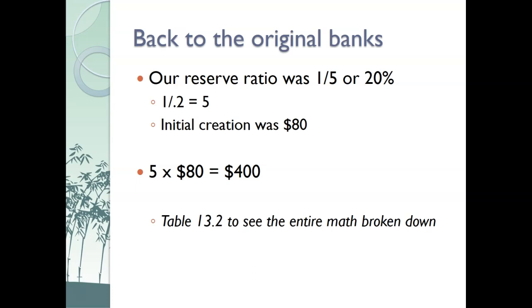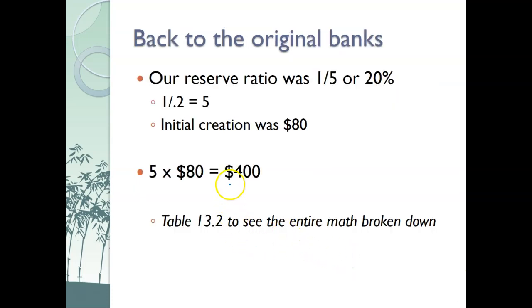So back to the original bank, our reserve ratio was 1/5 or 20%. So initial creation was $80. That was the original lending. So how much new money is created? $400. And you can see this in the 13.2 McConnell-Brue 17th edition textbook as far as how it goes that much further.